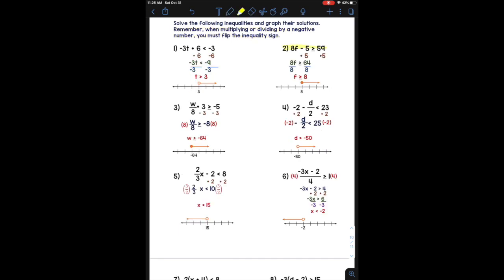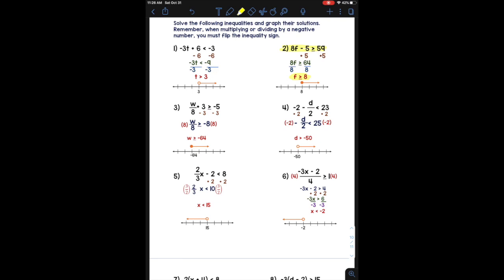Our answer for problem number 2, we should get f is greater than or equal to 8. You did not divide by a negative number, so there's no need to flip the sign. On the number line, we would put a solid point above 8 showing it is a solution since 8 is greater than or equal to 8, and an arrow to the right showing that all the solutions are greater than 8 on the number line.